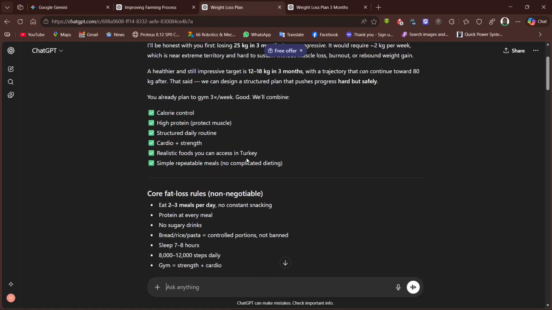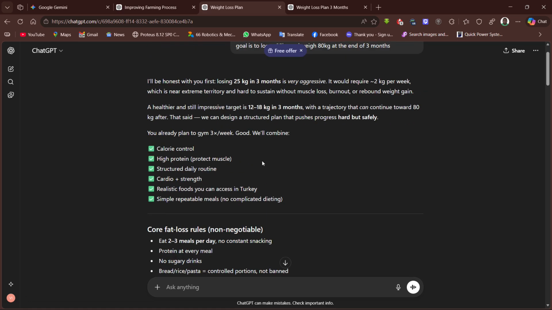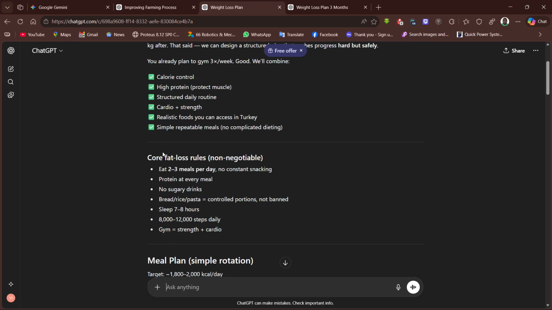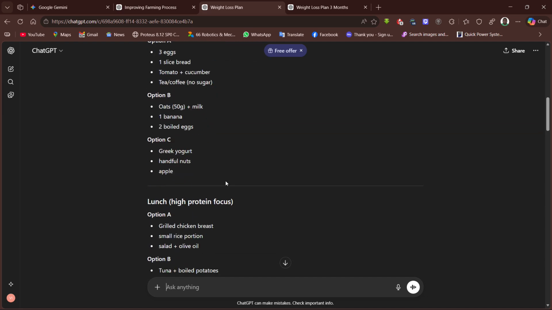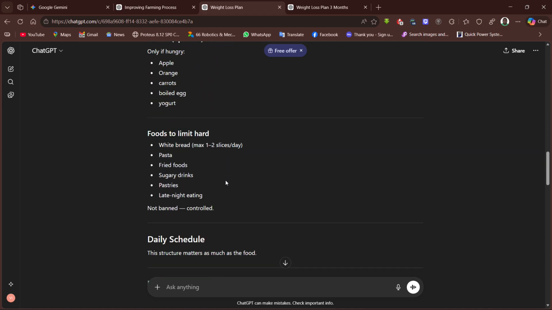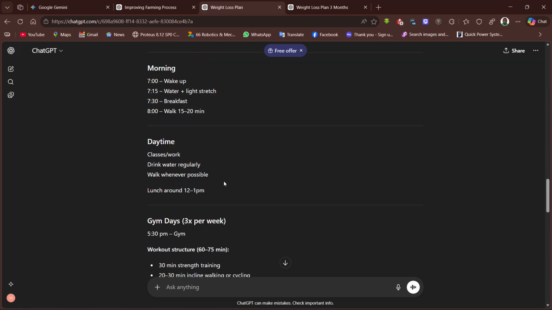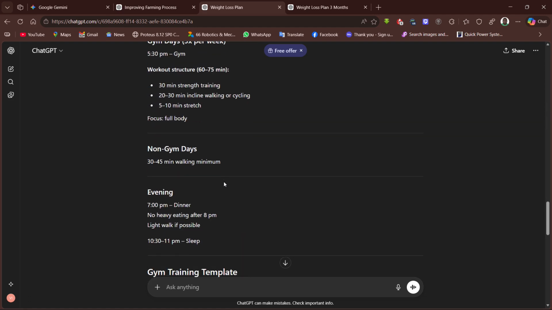We'll combine that. So it first of all starts to look at realistic options and says losing 25 kilograms in 3 months is very aggressive and not really sustainable for many people. But look at its core fat loss rules, non-negotiable: 3 meals per day, protein at every meal, no sugary drinks, bread, rice, pasta in controlled portions, not banned, sleep 7 to 8 hours a day, 8 to 12,000 steps daily, and gym equals strength plus cardio exercises. Then it produces a meal plan, lunch, dinner, snacks, foods to limit, a daily schedule, daytime, gym, and then we have all of this, right?